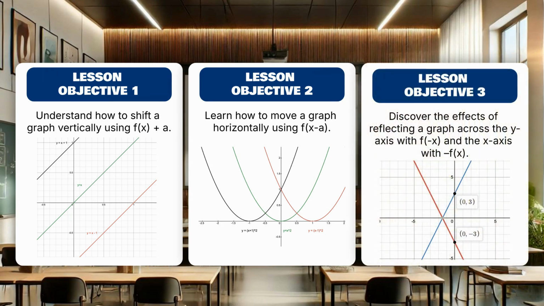Lastly, we discussed reflections starting with f of minus x, which reflects the graph across the y-axis, and minus f of x, which reflects it across the x-axis. These transformations provide a powerful toolkit for visualizing and analyzing the effects of changes to a function's equation, helping us in both algebraic contexts and real-world applications. Understanding these transformations enhances our ability to manipulate and predict the behavior of various functions efficiently.